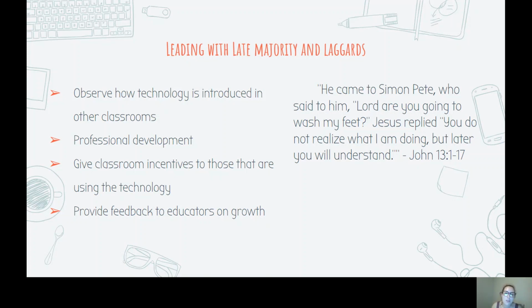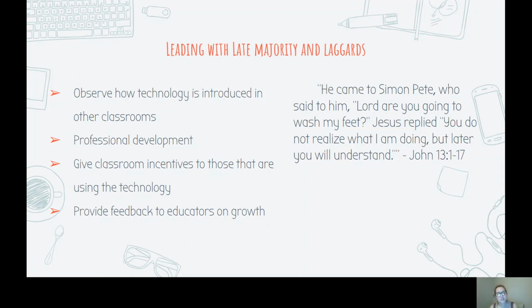It's really significant for the late majority and laggards because they see that others are using it and that they can too. Then we have that professional development. Again, partaking in small group professional development opportunities would really have them ask questions and reflect on their own learning. Give classroom incentives to those that are using the technology. This is a way to help motivate other teachers and show them we need to be using this technology, and here is a reward for those who are actually using it.